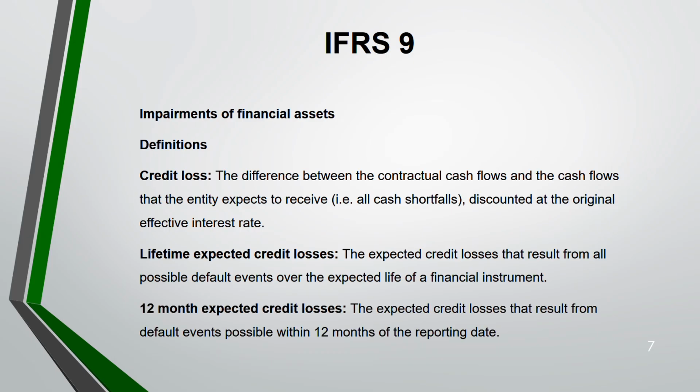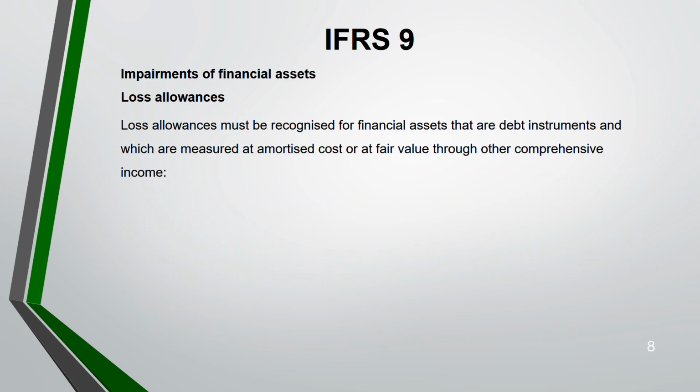12-month expected credit loss. This expected credit loss results from default events within the 12 months of the reporting date. Okay. Now, loss allowance. So we have finished the definitions. Now let's go to loss allowance. Like any asset, when it gets impaired, we have an allowance. The same goes for a financial asset: loss allowance.